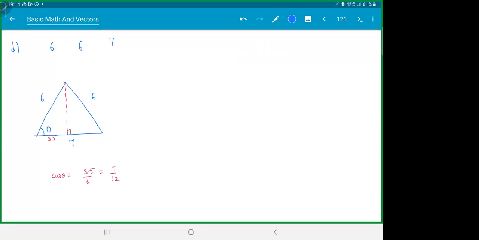So yeah, you can just leave it here. The minimum is 0 possible. Maximum will be 6 plus 6, 12 plus 7, 19. That is theta. This is also theta. Please check. Any doubts on this D part, ask me.